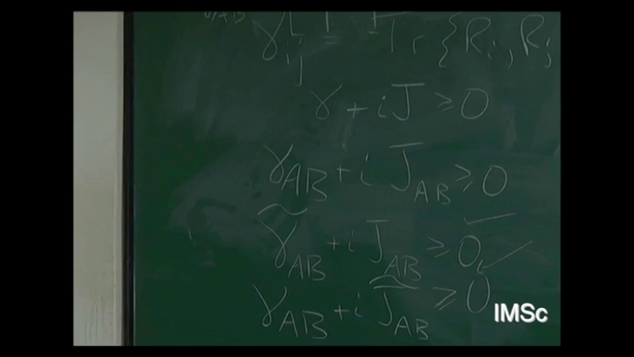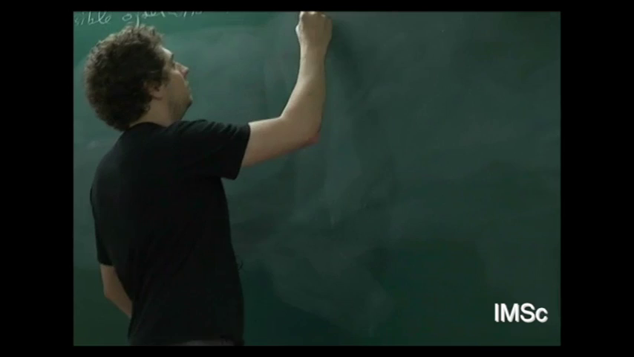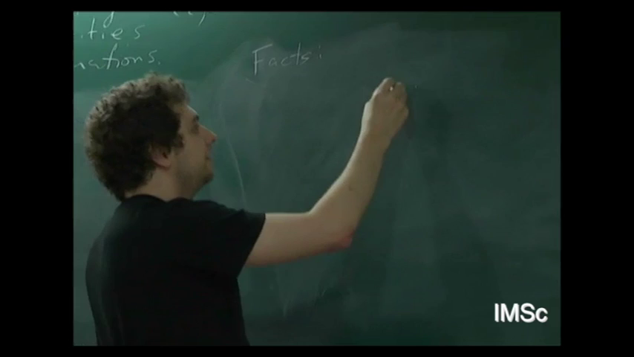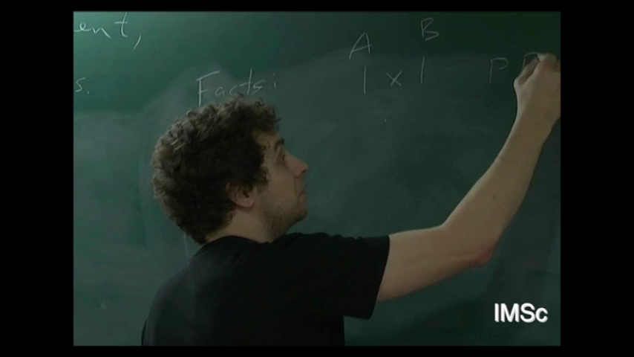Having discussed this condition for positive partial transpose for Gaussian states, now I just want to tell you some facts about these positive partial transpose states. I'm going to state them without proof. Facts. If I have one mode by one mode on A and B, then positive partial transpose implies separability.